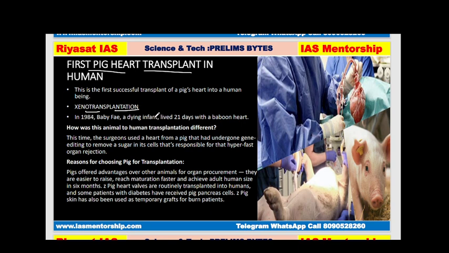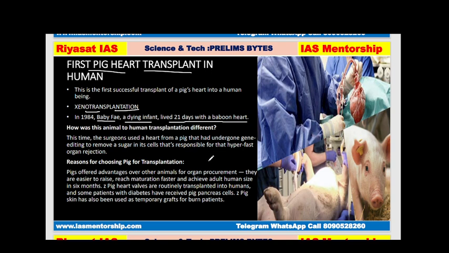In 1984, Baby Fae, a dying infant, lived 21 days with a baboon heart. In that little baby, a baboon's heart was transplanted, and because of that her life got extended by 21 days. How was this animal to human transplantation different?